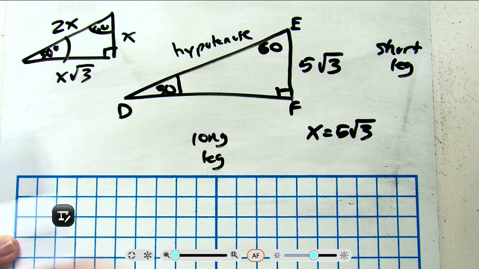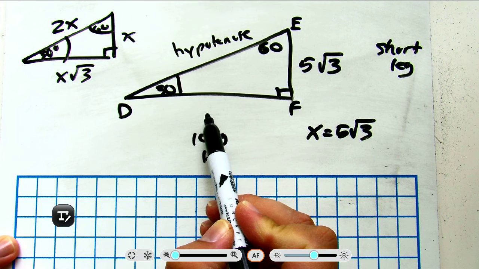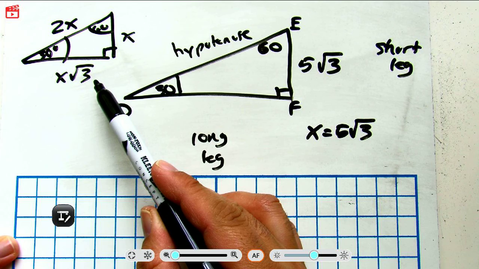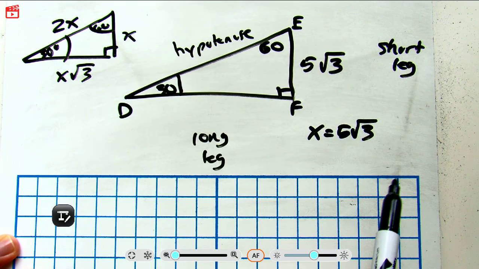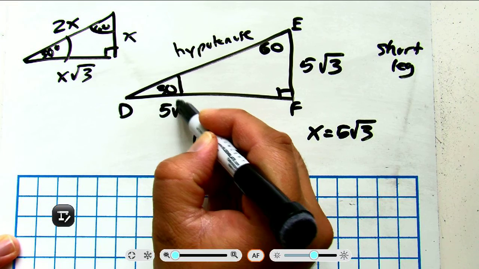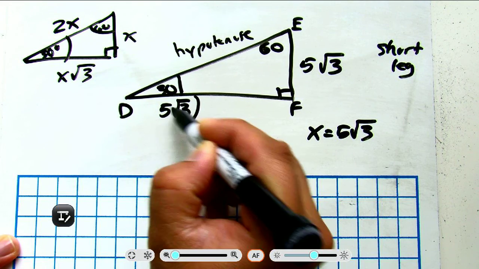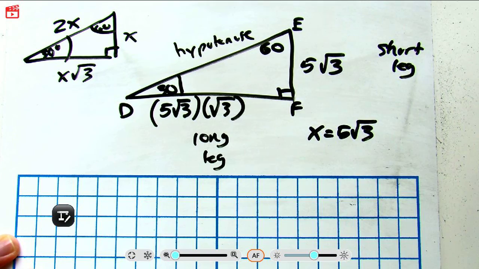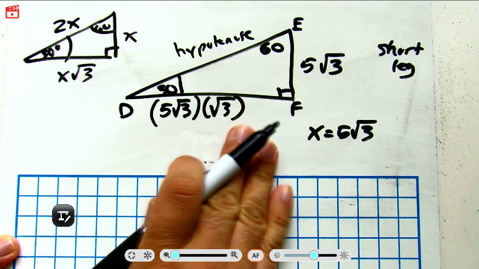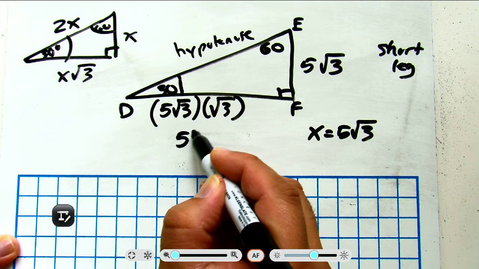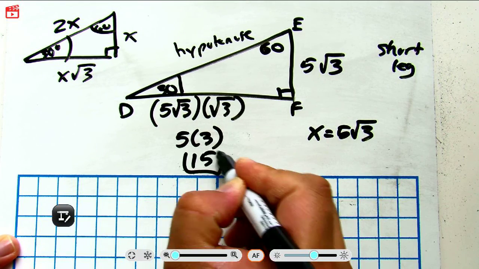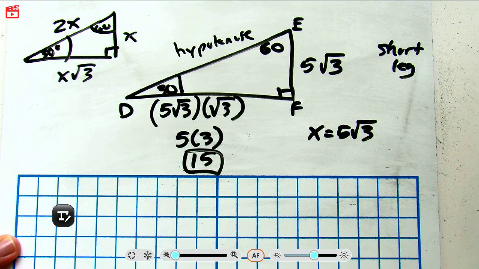So let's start with the long leg. If the long leg is x times the square root of 3, and if x is 5 square root 3, I could write 5 square root 3, so remember that's what x is, times square root 3. Square root 3 times square root 3 is the same thing as 3, and 5 times 3 is 15. So the long leg is 15.